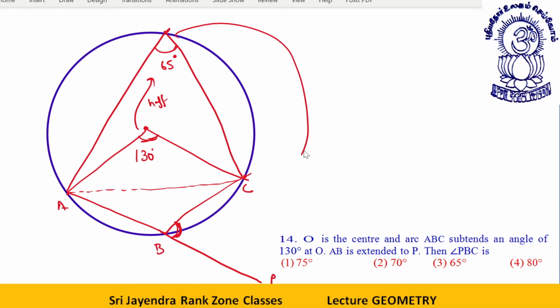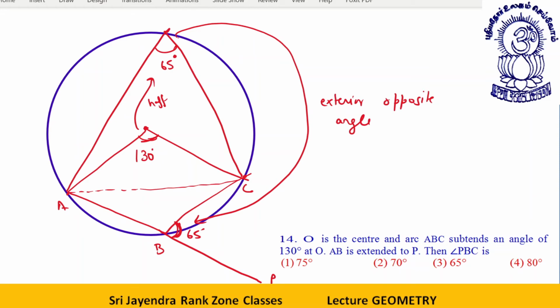Now this is the exterior opposite angle, and we have discussed this twice, thrice. The exterior opposite angle is equal to the interior opposite angle. That will give me 65 degrees. Only this is your answer. Is it clear? I hope that makes sense for everyone.